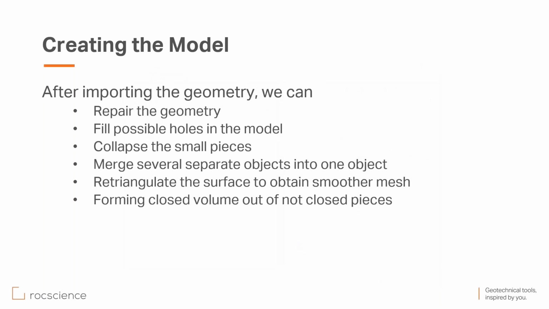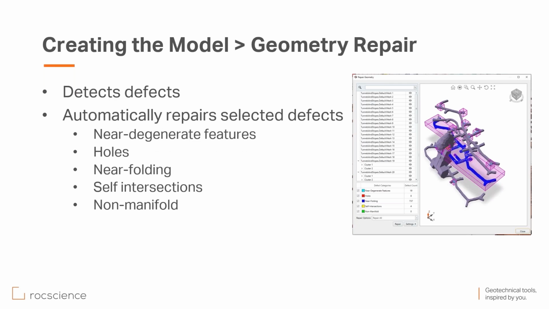Once you have the geometry in, you want to look at repairing the geometry, filling gaps in the model, collapsing small pieces into larger ones, merging objects together, retriangulating surfaces, which can help smooth out the mesh, and forming closed volumes out of non-closed pieces. And in a further demo, we'll show how a lot of this works.